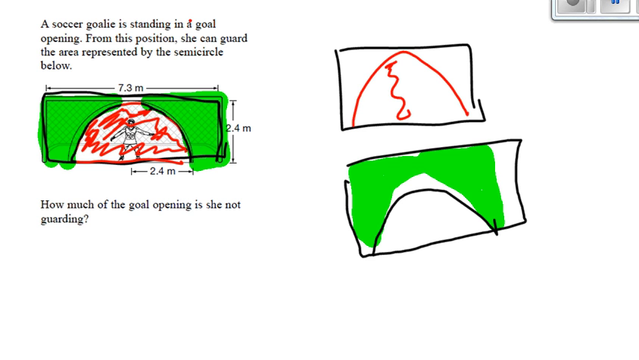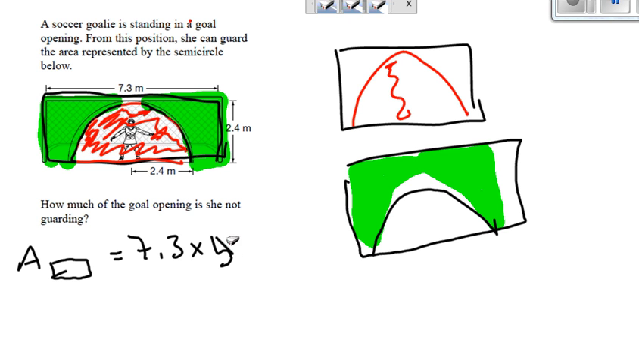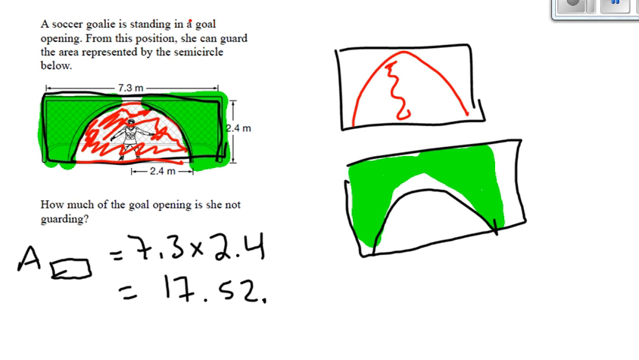So first I need to find the area of the rectangle. And the rectangle length times width is 7.3 times 2.4. And that gives me 17.52 meters squared. So if the goalie was on the sidelines not guarding anything, then there would be a rectangle with an area of 17.52 square meters that was unguarded.